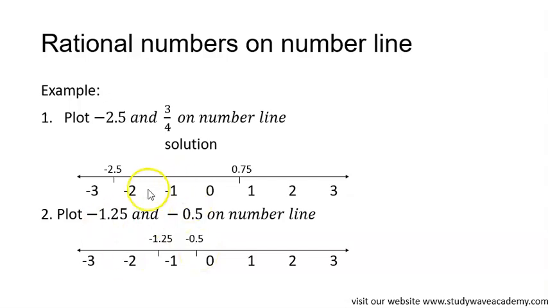So I'm sure if you see a question like this, you'll be able to do it, right? It's easy. If you have a fraction, you convert it to a decimal to make it easier for you to locate where it is on the number line.